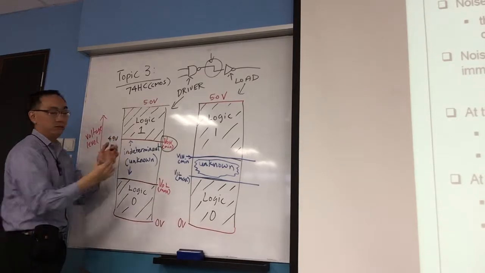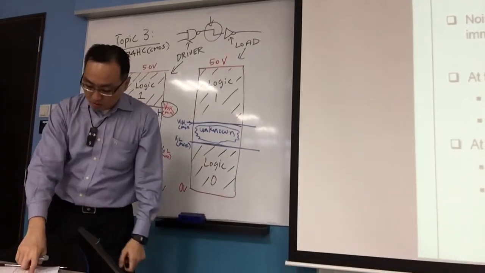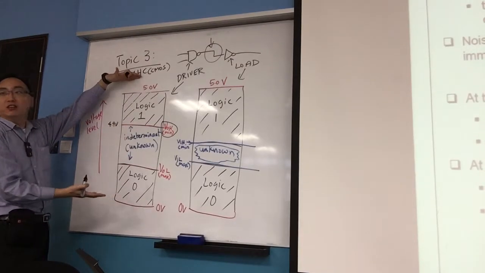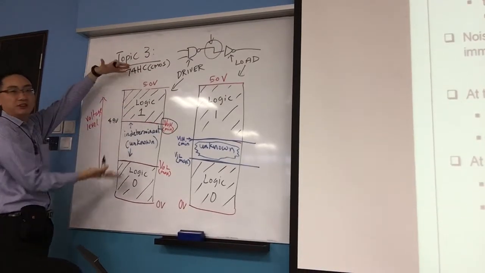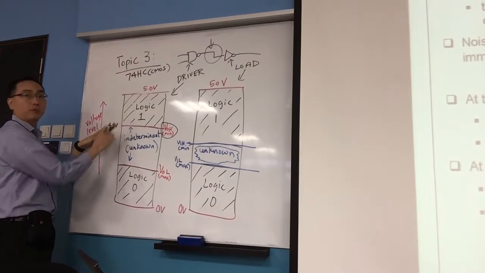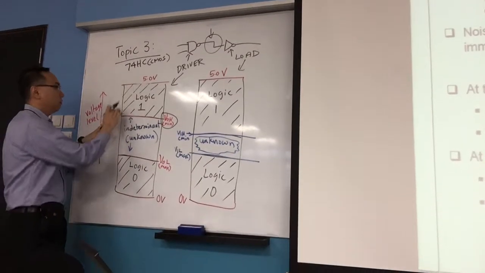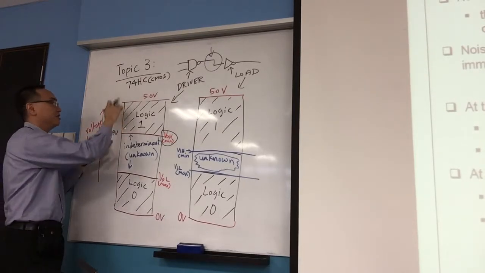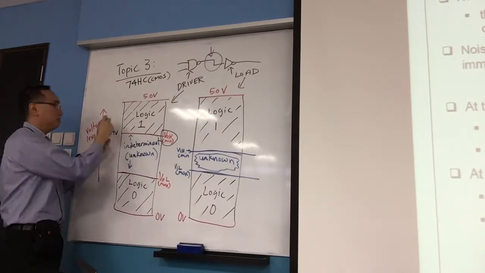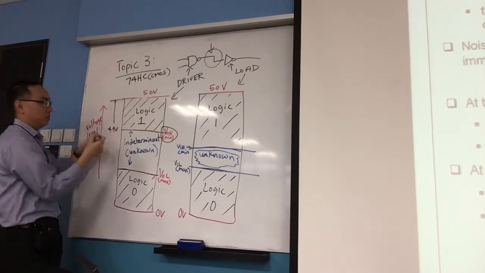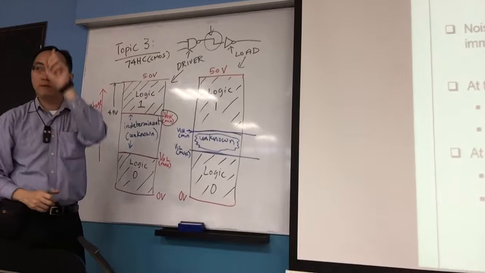But it's very steep, this one. Actually this picture is a bit exaggerated, but it's for explanation. You see that 4.9 is the minimum. So 4.9 to 5, not much tolerance. This is considered logic high. You see what I mean? Here to here, this range is classified as logic 1.